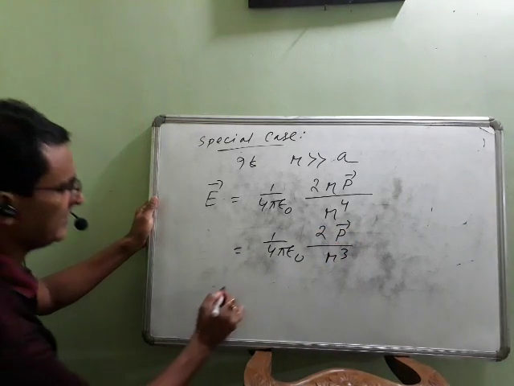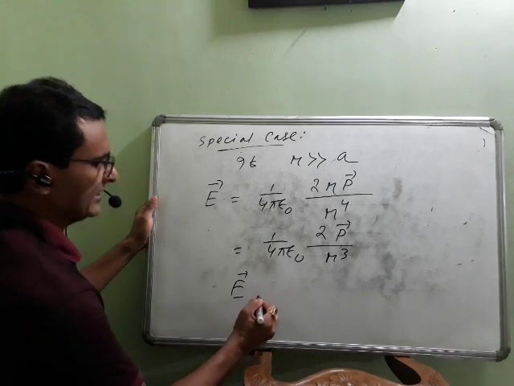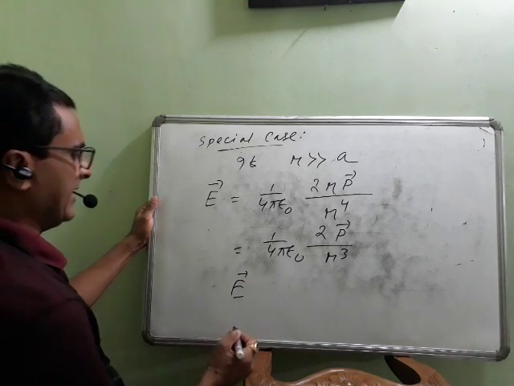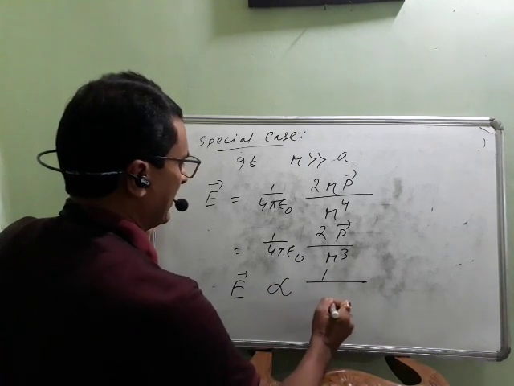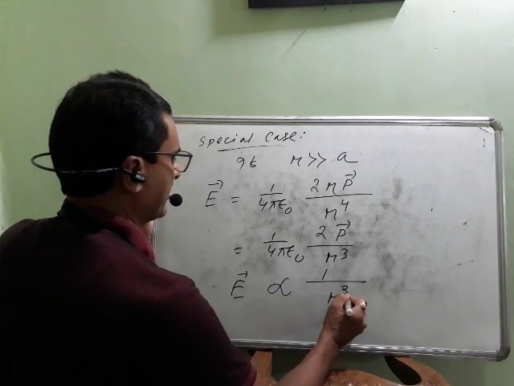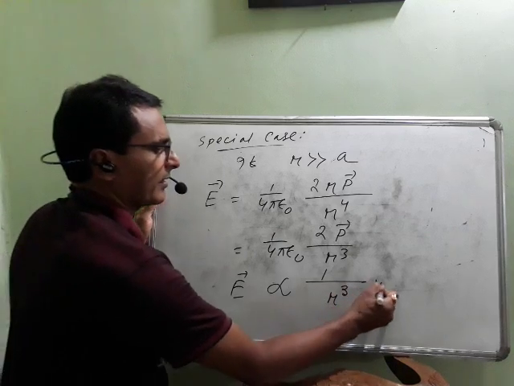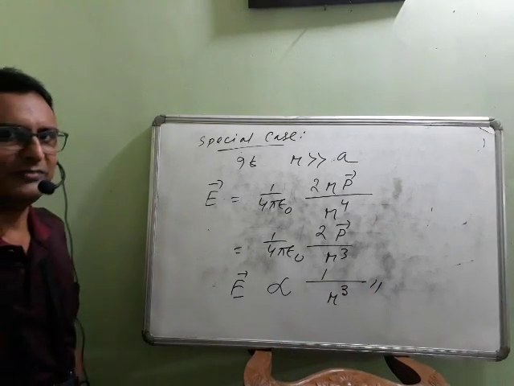So what we have seen is that the E vector, the electric field on the axis of the electric dipole, is inversely proportional to R cube. I think you have understood. Thank you.